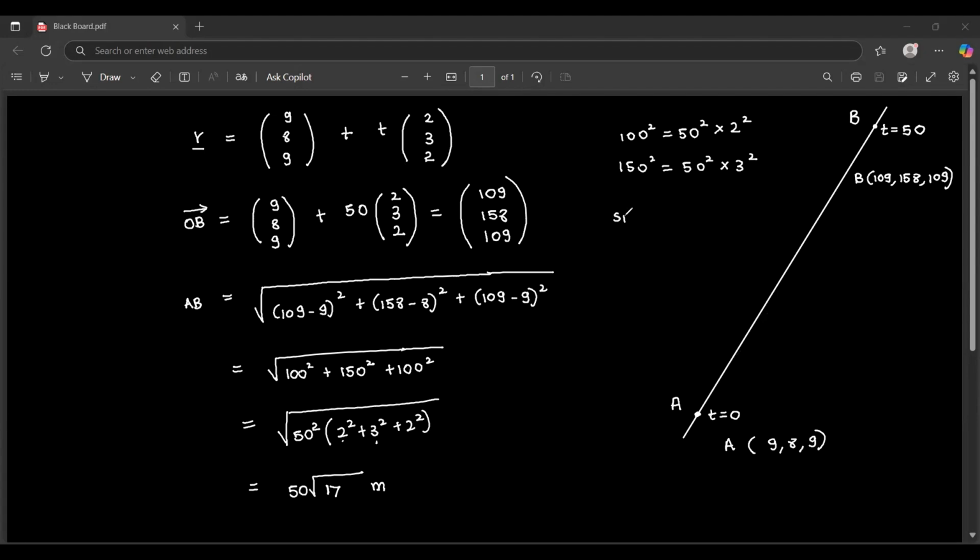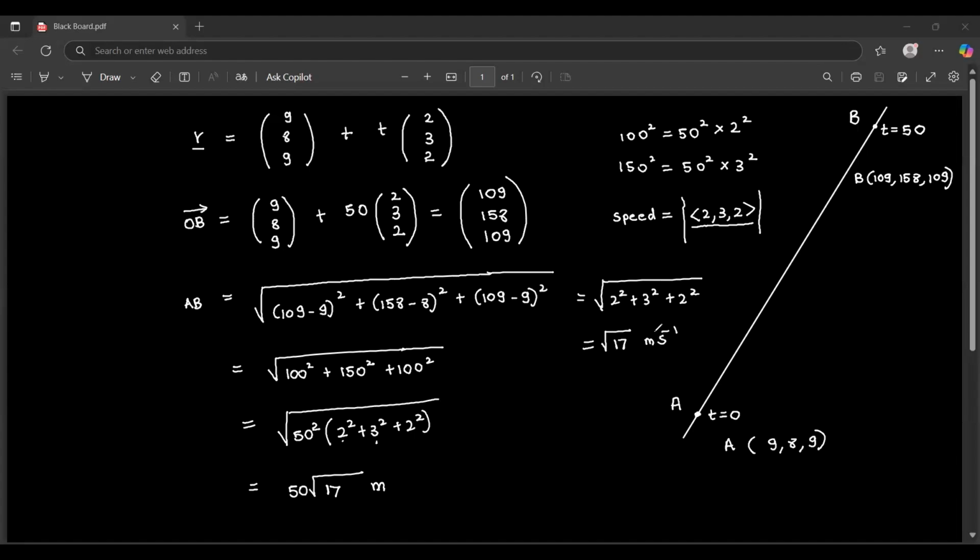I'll write it here, I think I have space. Speed of the particle will be equal to the modulus of (2, 3, 2). You can give the vector in this form also if you want to save space, inside angular brackets. So that will be equal to the square root of 2 squared plus 3 squared plus 2 squared, which is root 17 m/s. So that will be the speed.